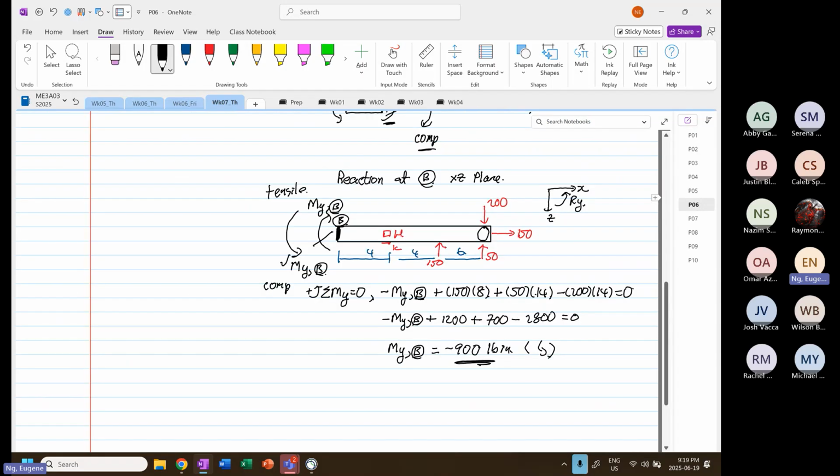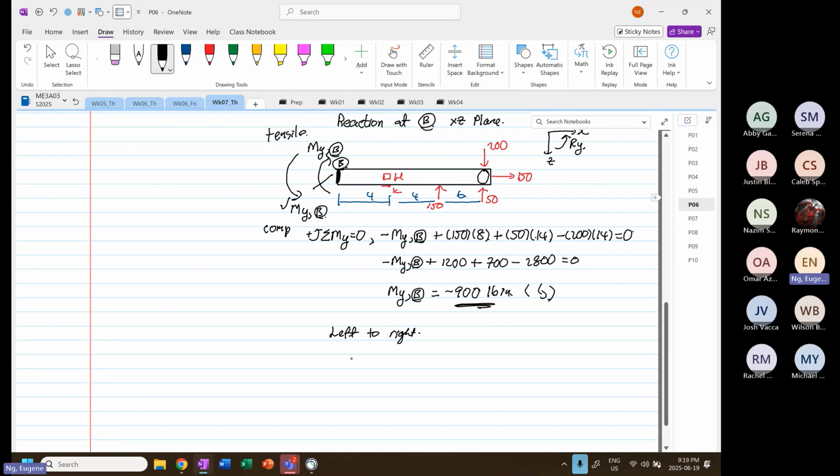From here, we are going to analyze from left to right. So from here, we take, okay. So I'll put in, this is our element H. Different color.